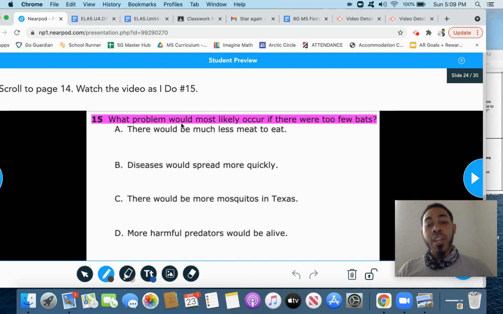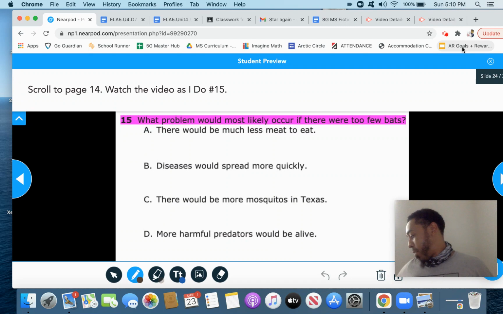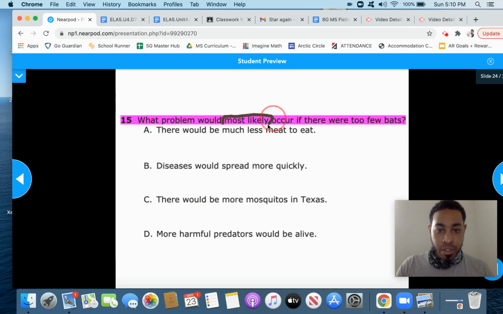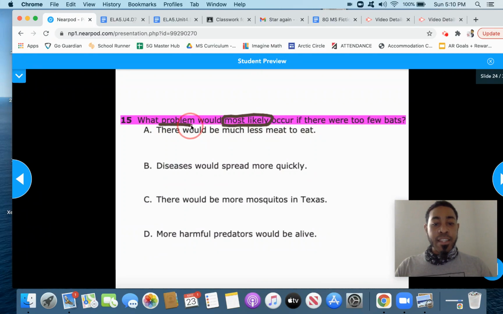What problem would most likely occur if there were too few bats? Read the question twice. What problem would most likely occur if there were too few bats? Okay, let's go to the next step. Highlight or underline keywords. Okay, what I'm seeing is most likely. That's always going to be a keyword. Most likely or least likely, that's telling you what to look for. And then we're also looking for a problem that has to do with too few bats.